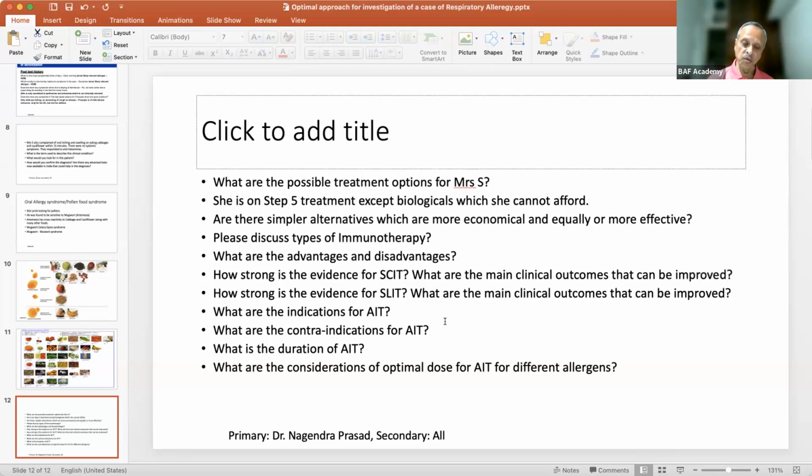Now, what are the other routes of immunotherapy which are available? One is sublingual, which I discussed, then the intranasal route. The intranasal route was very successful and was giving a very good response. But with the possibility of inhalation through the nose, the allergen used to trickle into the bronchus and likely cause bronchospasm. So that has been discontinued.